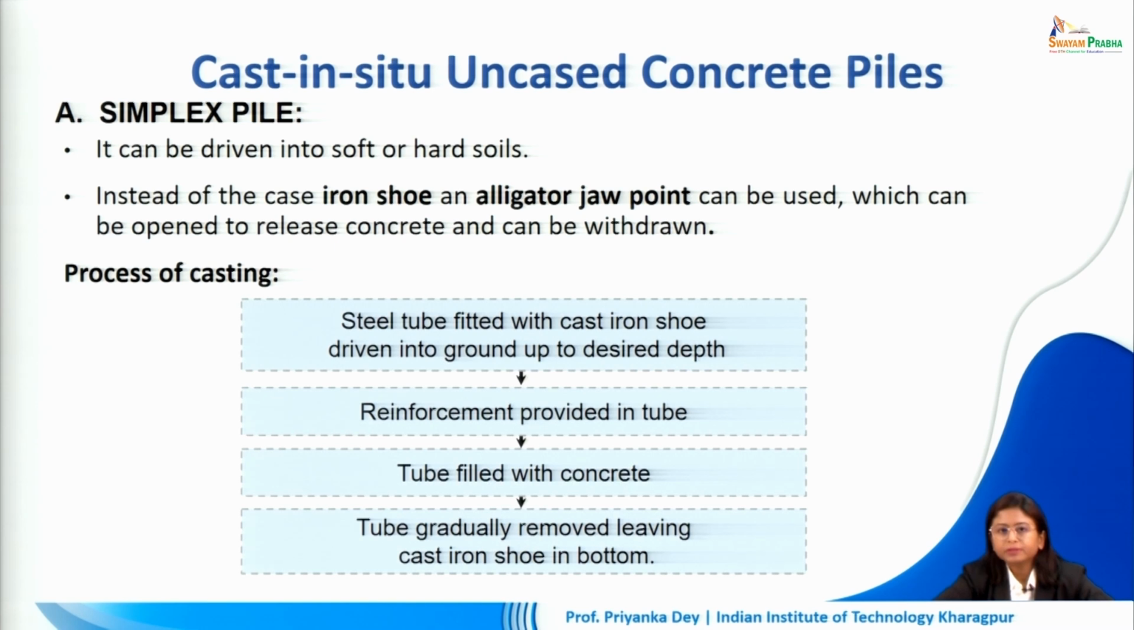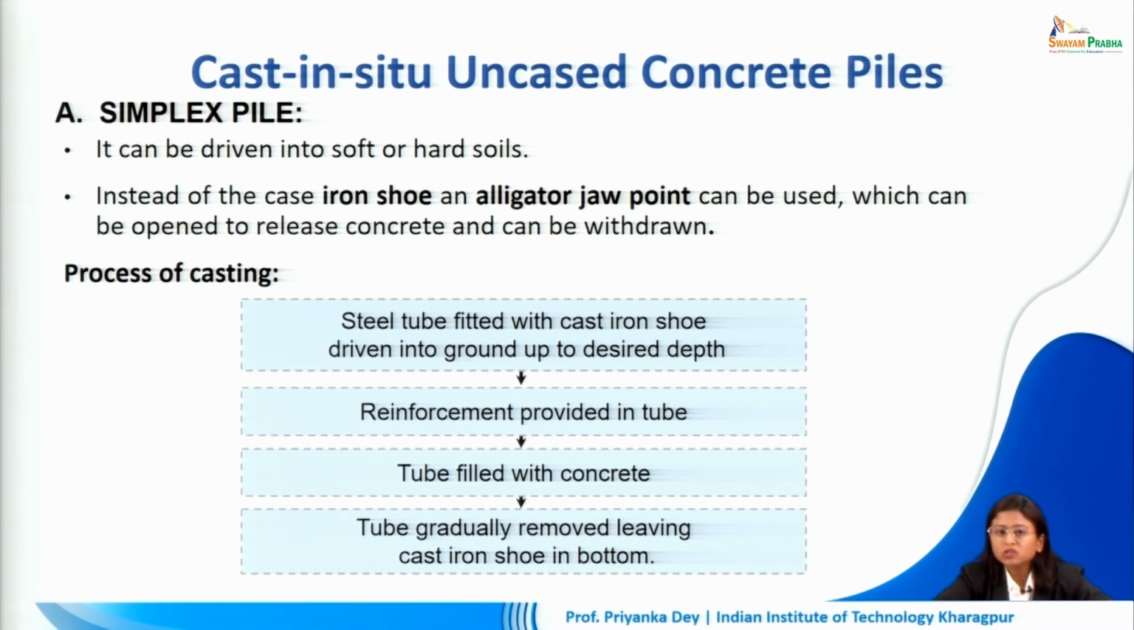The first type, the simplex pile, it can be driven into soft or hard soils. There is an iron shoe at the end of it that allows us to drive it into the ground. We may also alternatively use an alligator jaw point. That way we will not have to leave the iron shoe inside the ground. The alligator jaw point allows us to reuse it multiple times.